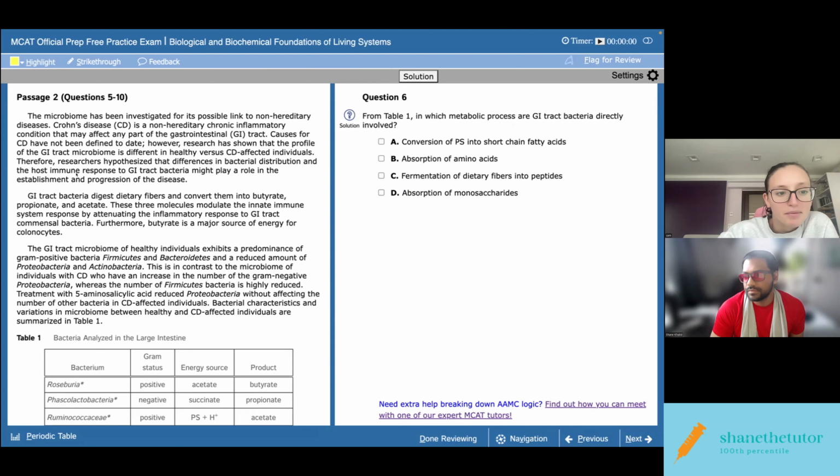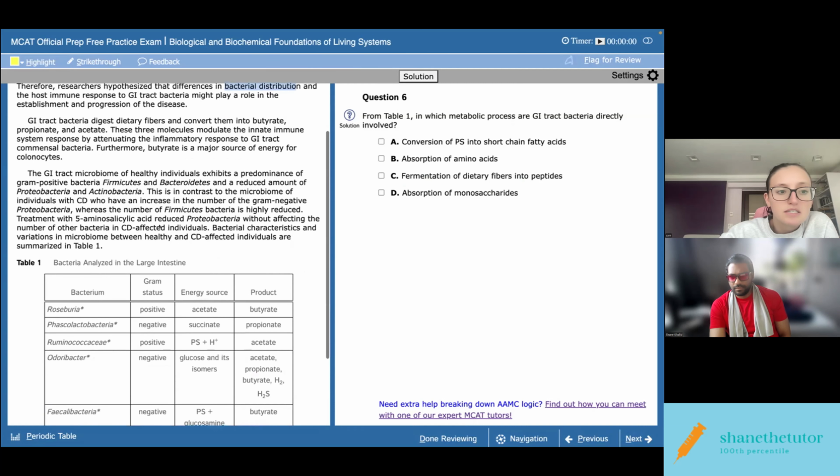Therefore, researchers hypothesized that differences in bacterial distribution and the host immune response to GI tract. So, bacterial distribution and host immune response. Bacteria might play a role in the establishment of a progression of the disease.